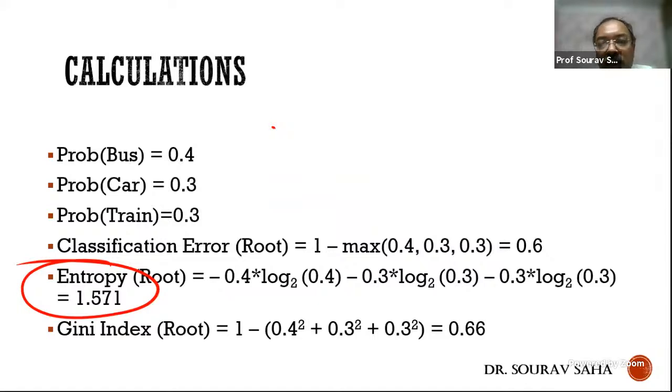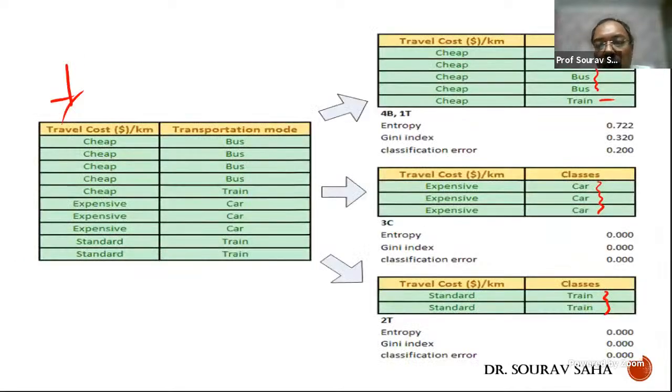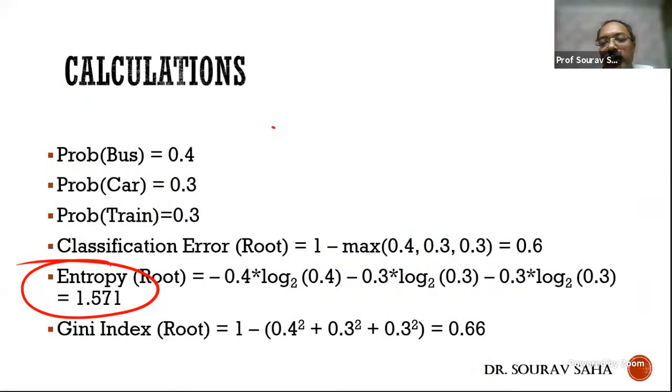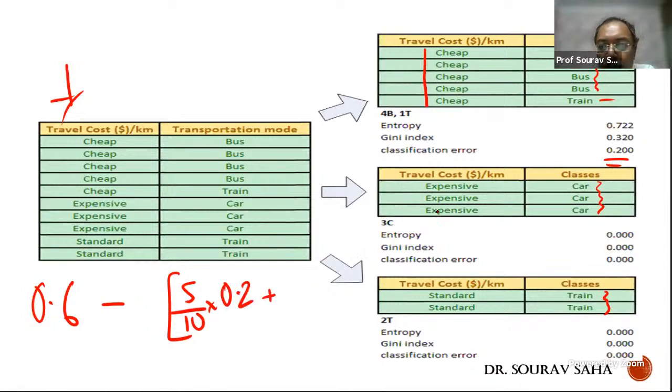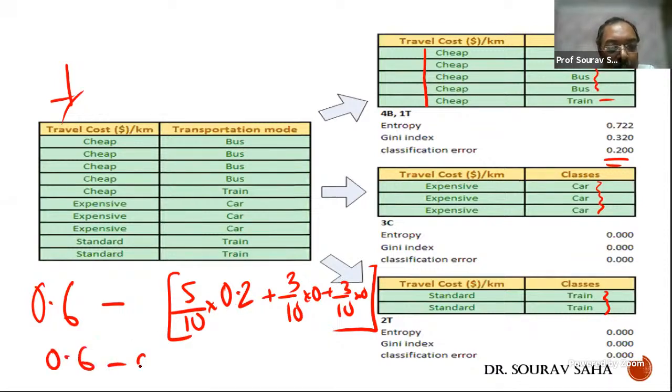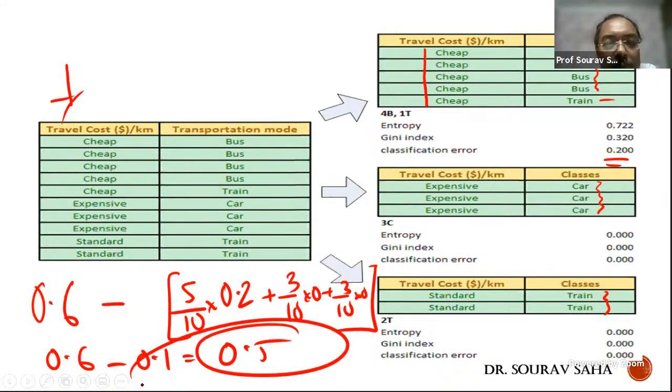So this was the initial classification error 0.6, entropy 1.571, and Gini index is 0.66. This was the root node, and this was what we got after the first split. So just to quickly give you the classification error part. Classification error at the root node was 0.6. So 0.6 minus the impurity. Here I have 5 data points. So 5 by 10 into 0.2 plus 3 by 10 into 0 plus 3 by 10 into 0. So this is 5 by 10 into 0.2 or half into 0.2, which is 0.1. So 0.6 minus 0.1 is equal to 0.5. That's how we got it, right?